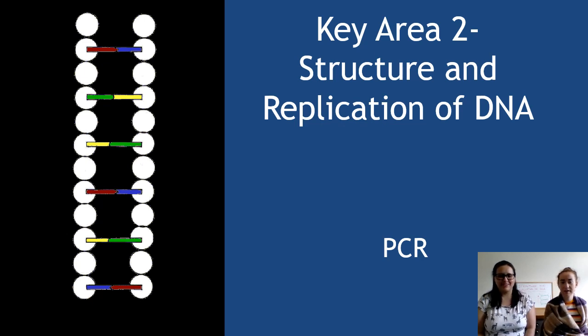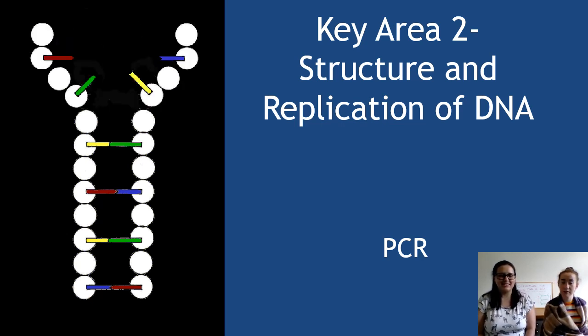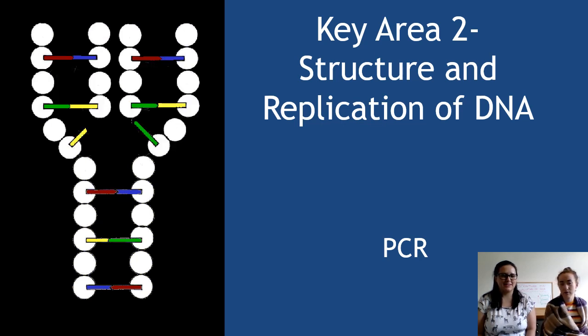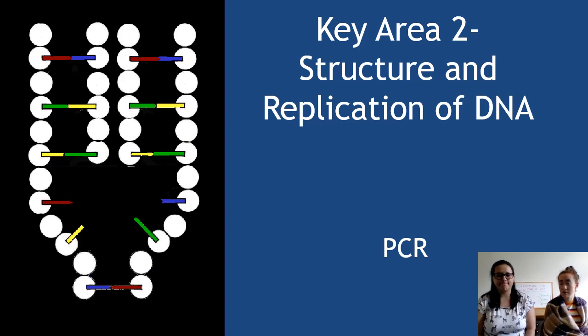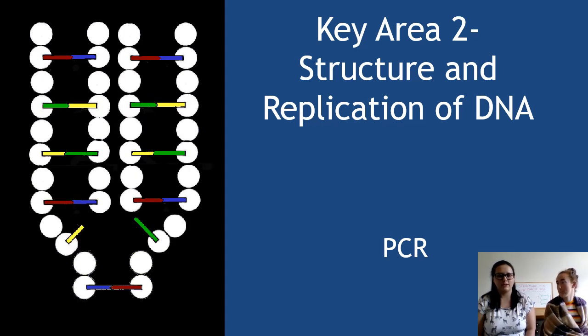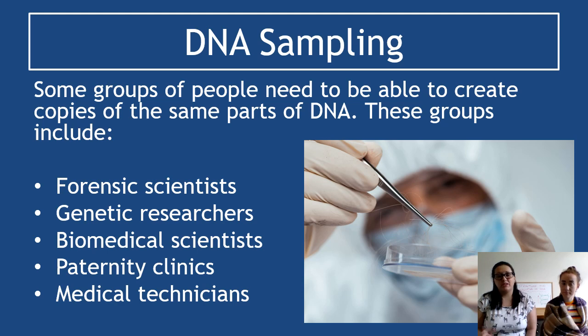Okay, so this is the final one of the key area 2 videos for the structure and replication of DNA key area, and this one is on a process called PCR, and this is an important process that you really need to get your head around. So now the idea behind PCR, it's about DNA sampling.